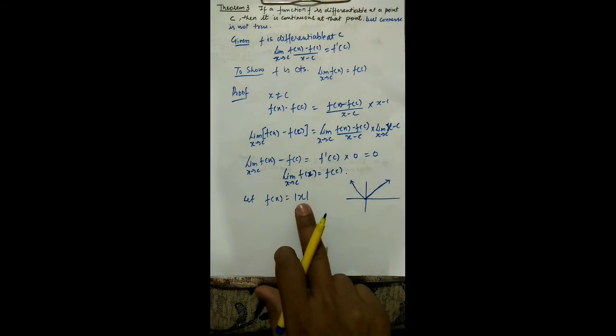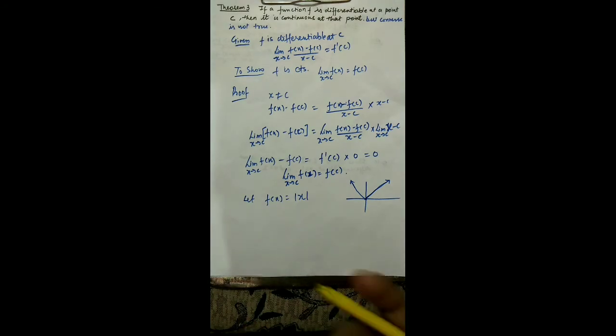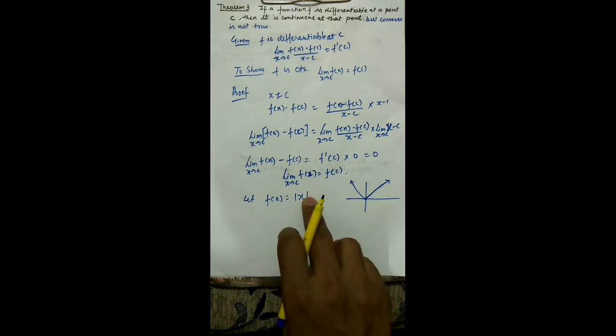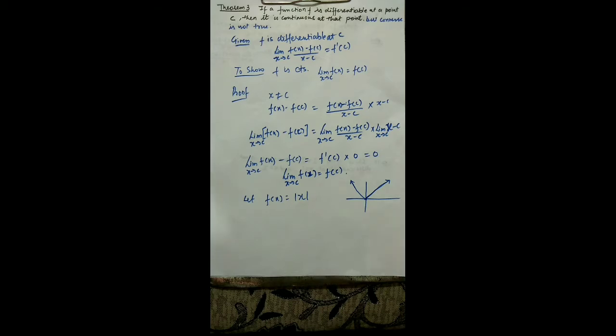So this is the converse that you can show, and this is a very important type, because most of the time in competitive exams or other exams, they ask you to give an example of a function which is continuous but not differentiable. At that time you can give the example of this function. Please try this yourself. It's also given in the NCERT book. You can see the proof of that also, but it is quite obvious.